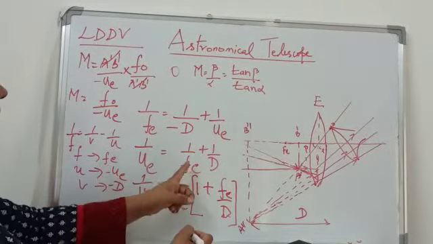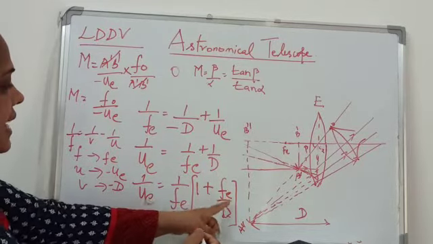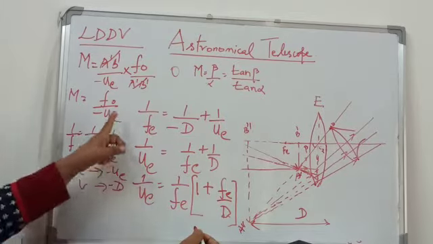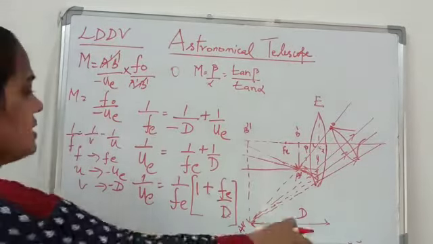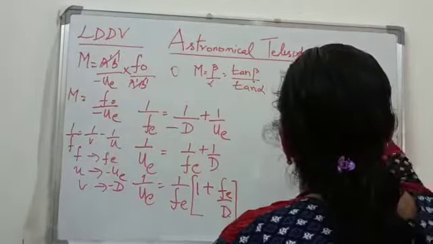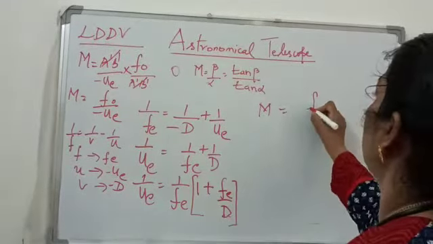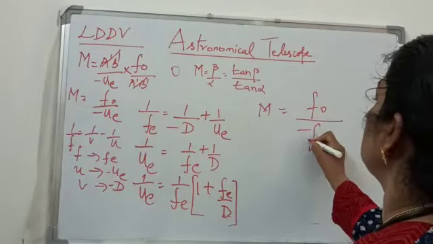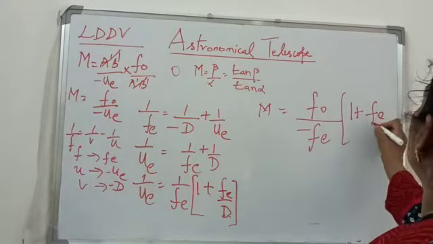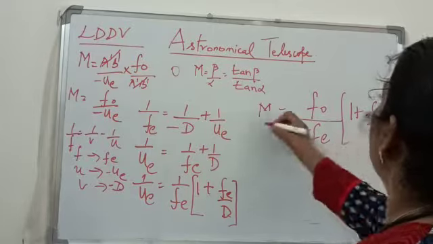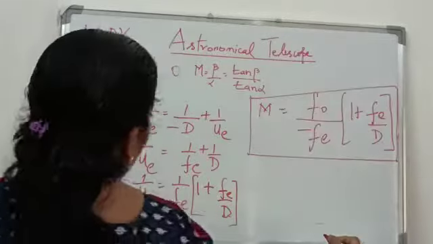1 by UE is 1 by FE plus 1 by D. I take 1 by FE outside, so I get 1 plus FE by D. So for this equation, M is equal to FO by minus UE. For 1 by UE, I substitute this. And we write the final answer as M is equal to FO by minus FE into 1 plus FE by D.